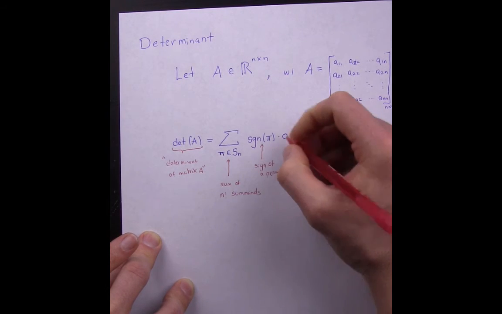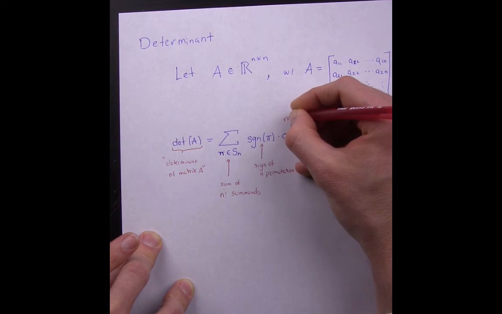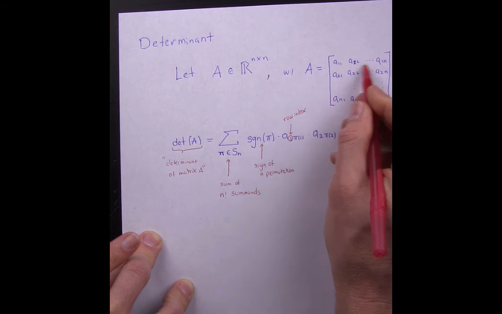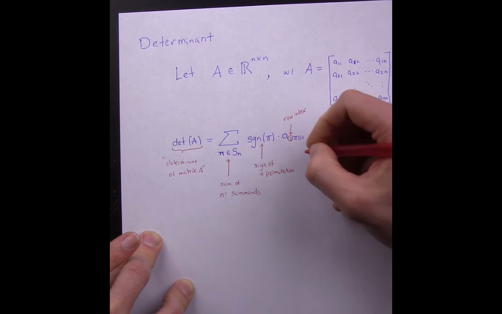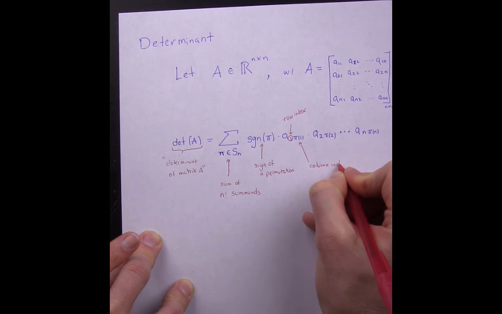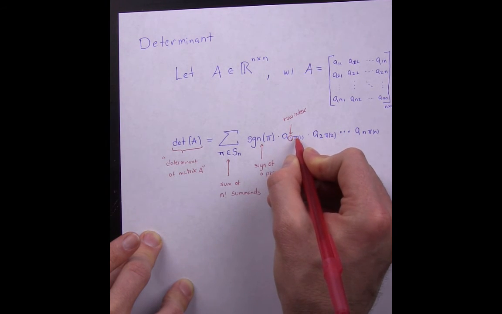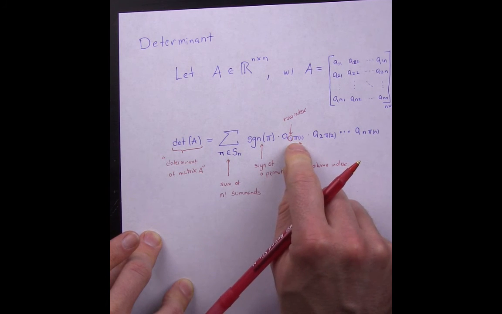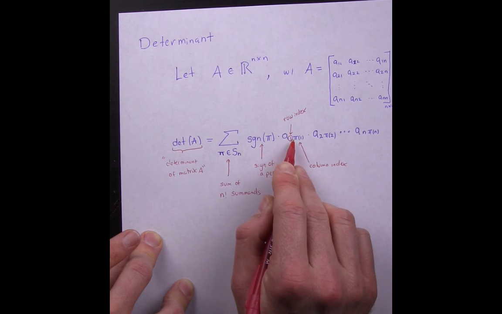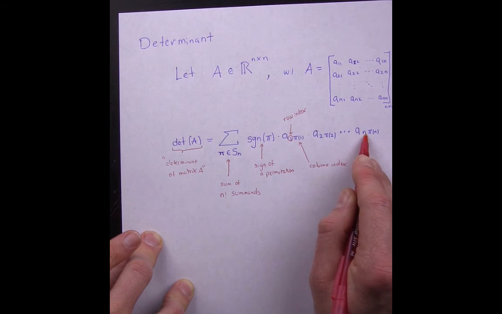And then here, the first entry, this is the row index. So row index 1 corresponds with the first row, and what happens is the corresponding column index, here this is the column index, comes from evaluating the row index through the permutation that we've chosen. So we start with row 1, we evaluate 1 at each particular permutation to get the column index, and we go all the way down through n.